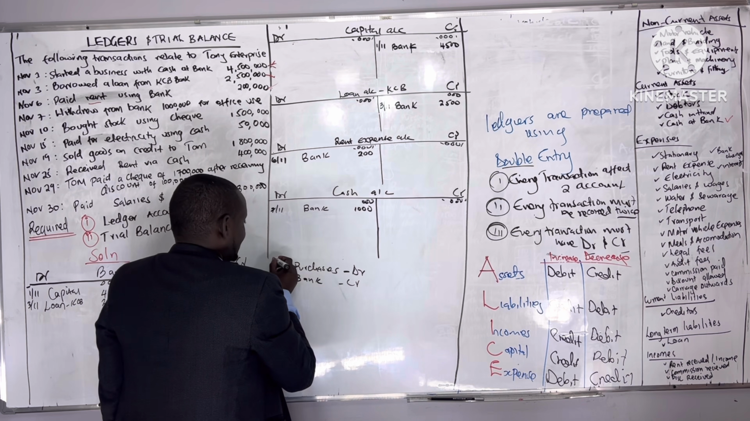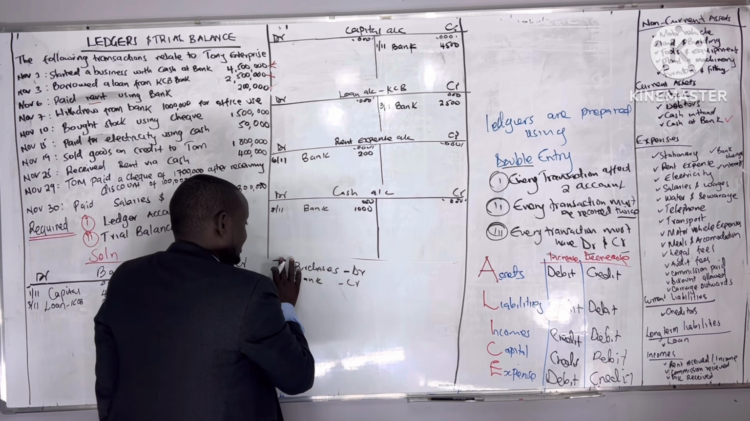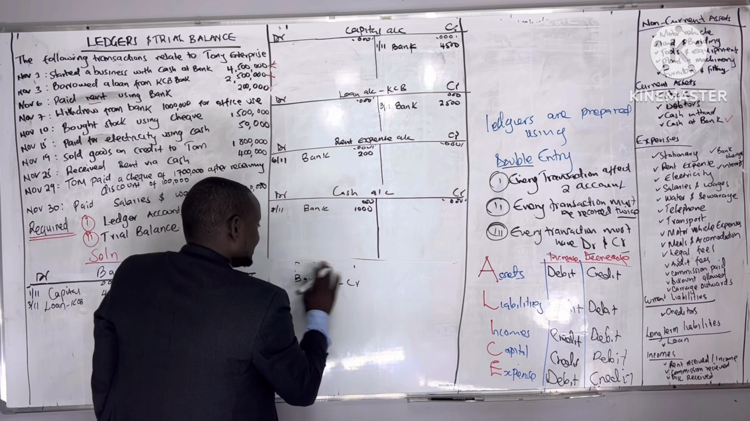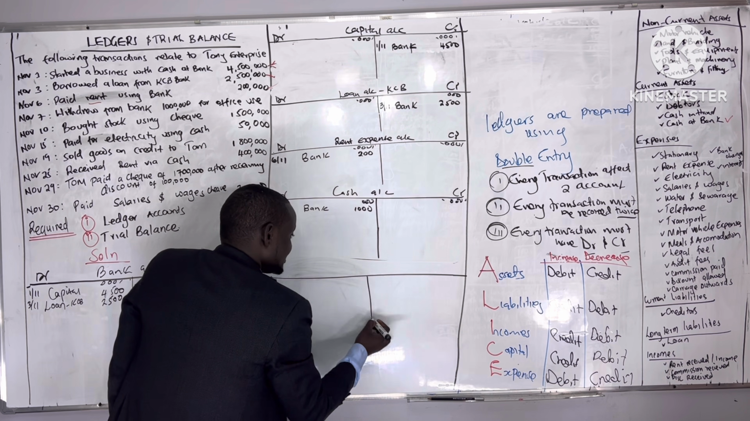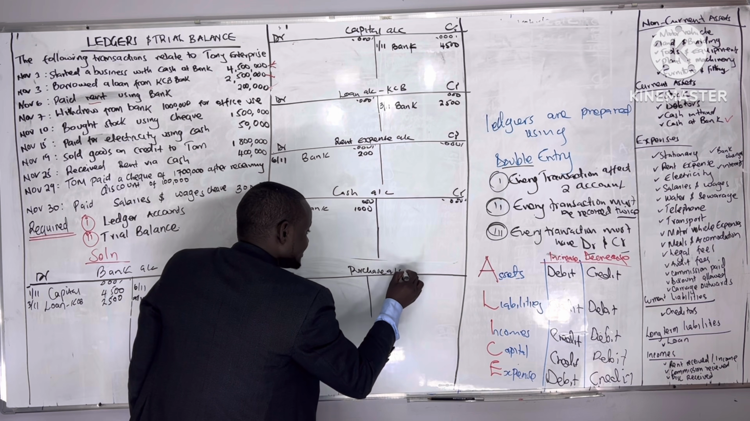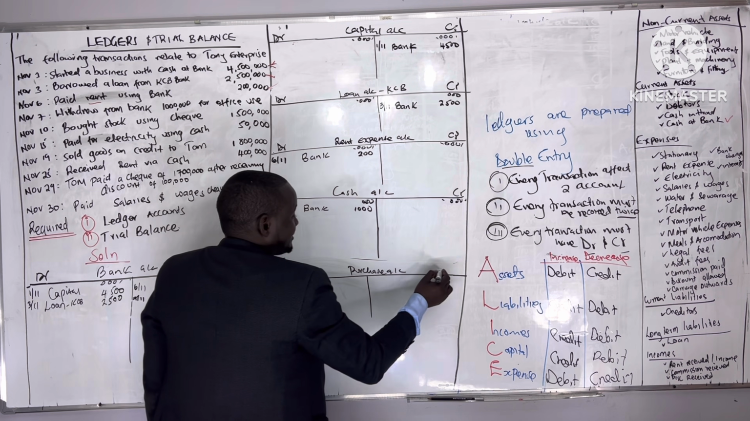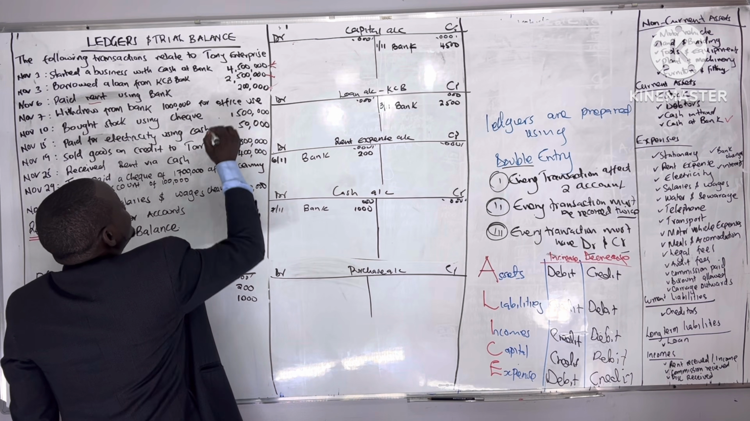So let's do this. Probably I can draw it lower. We have the purchase account. We shall have debit, we have credit. We are supposed to debit the purchase account with this amount.